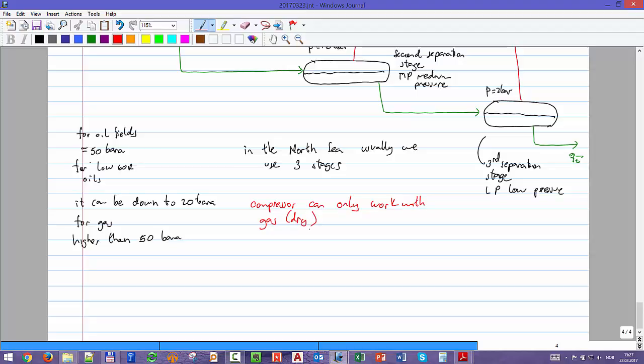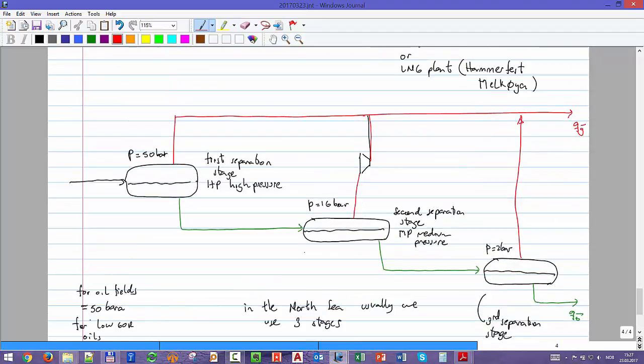It doesn't accept any particle at all because the velocities are very high. It has some blades, and the fluid goes in that direction on those blades. If it has droplets, the liquid will start to impinge on these blades, cause erosion, and damage the compressor very quickly. So a compressor really doesn't like any liquid.